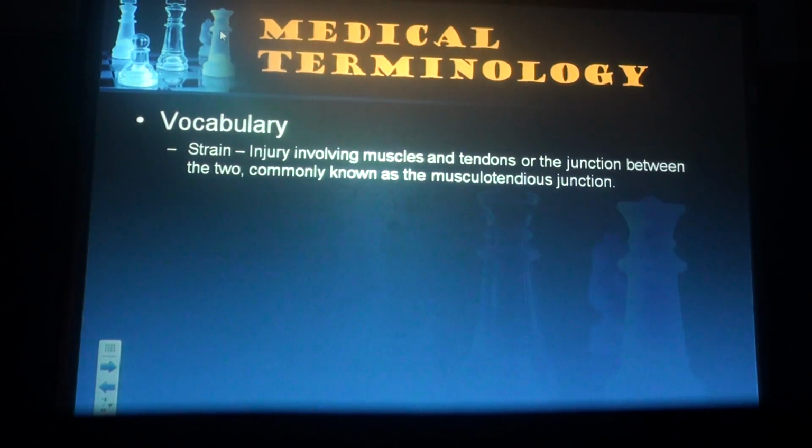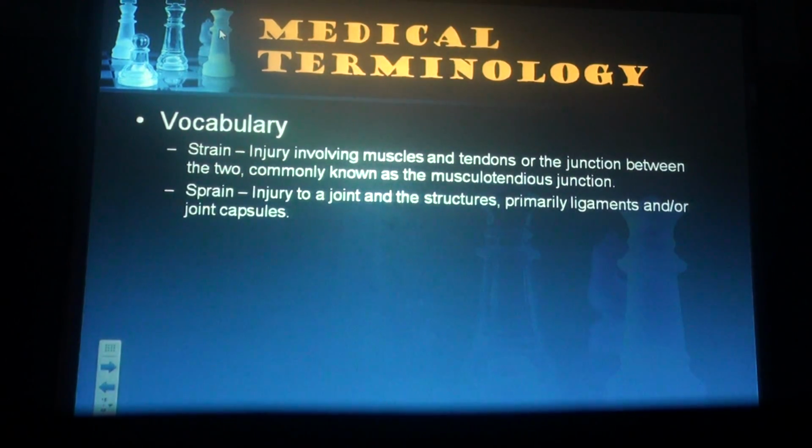Next, we have a strain. A strain is an injury involving muscles and tendons or the junction between the two, commonly known as the musculotendinous junction. So a strain involves muscles and or tendons.